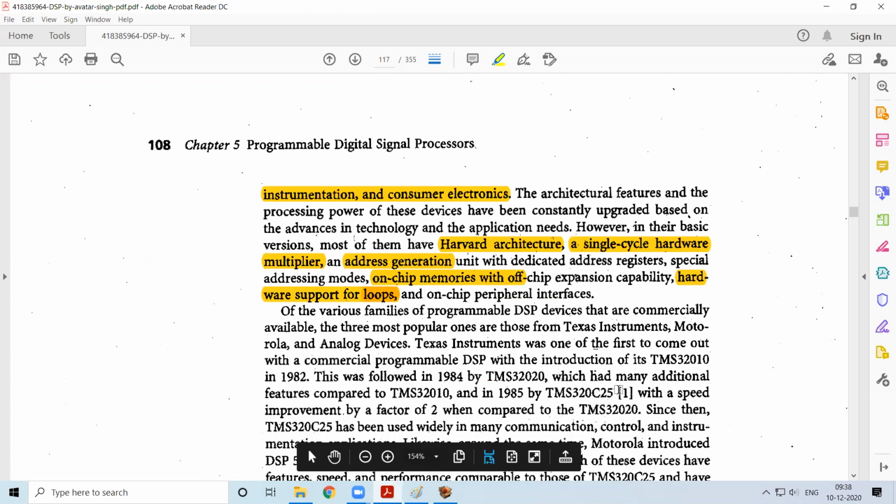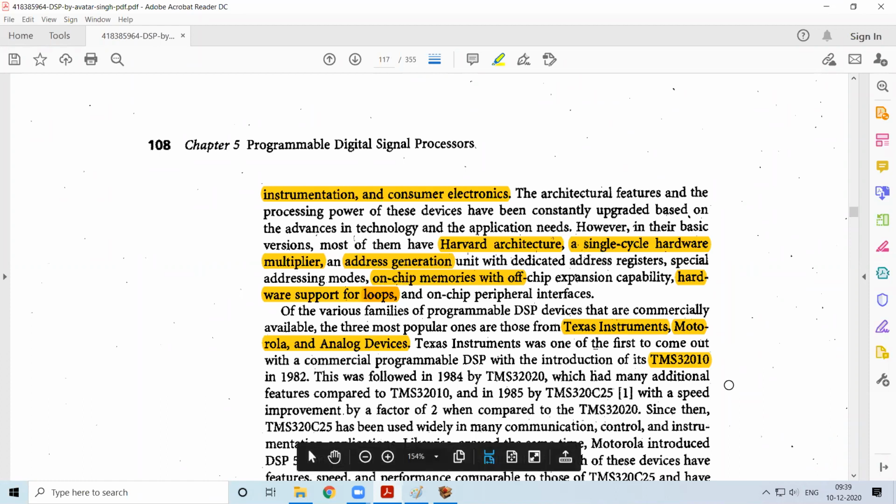Then under this, we can see a few devices, which are from Texas Instruments, Motorola, and Analog Devices. These are just a few to name. Again, there are a number of DSP processors under these companies themselves. You can see that at the initial stage, the TMS32010 was developed, which was your first commercial programmable DSP.